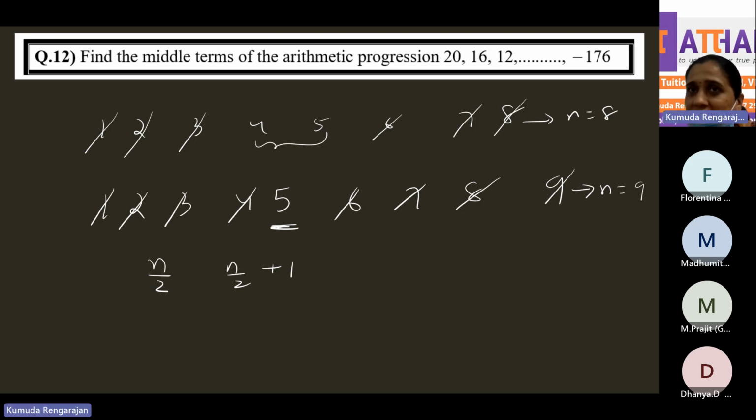When n is 8, it's even, so divide by 2. 8 by 2 is 4, and the next one, 5. That's n by 2 plus 1. If it is even, you should find two terms. If it is odd, you should find only one term. Okay, so this is how you find the middle terms of the AP.